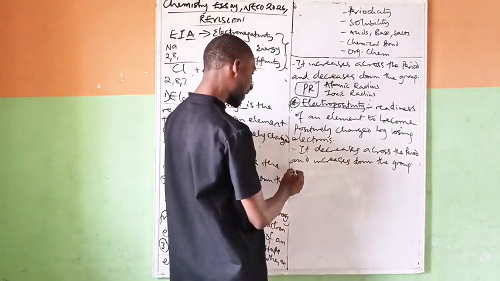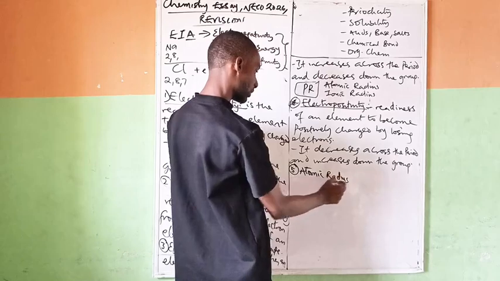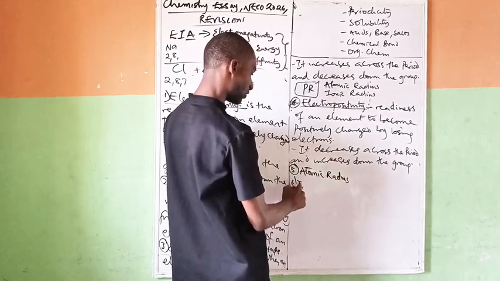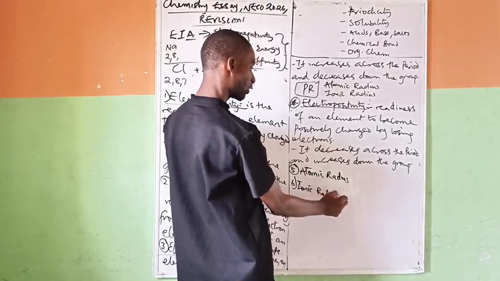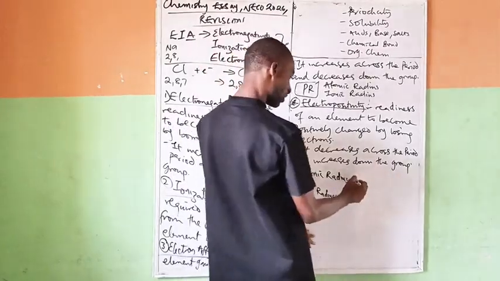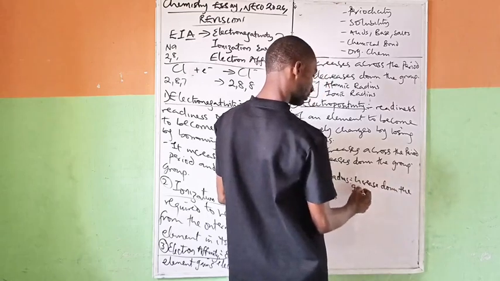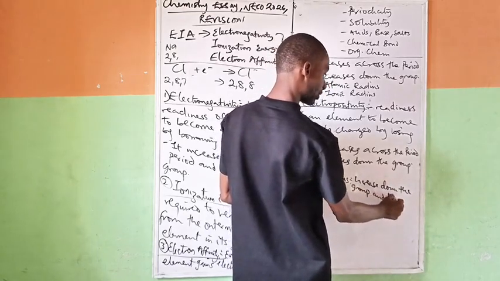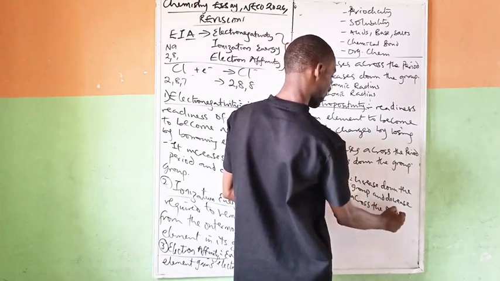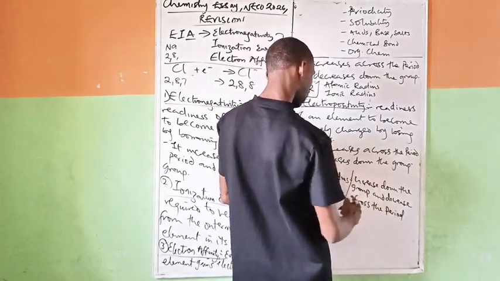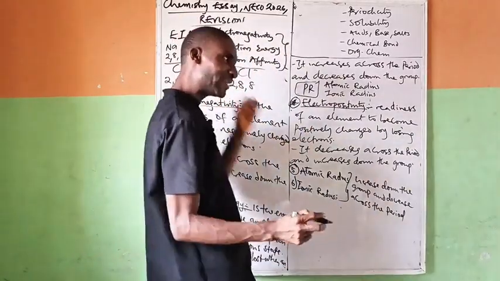The next one, number 5, atomic radius. Number 6, ionic radius. So both, they increase down the group, and decrease across the period. Both. Okay? So how do we explain it?